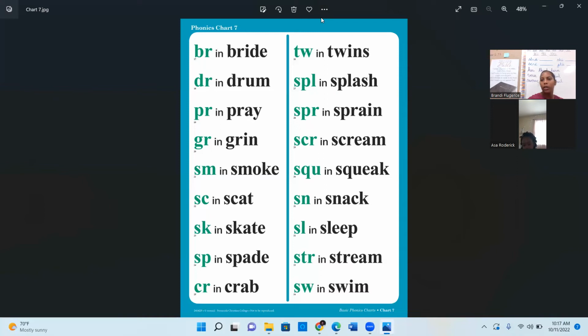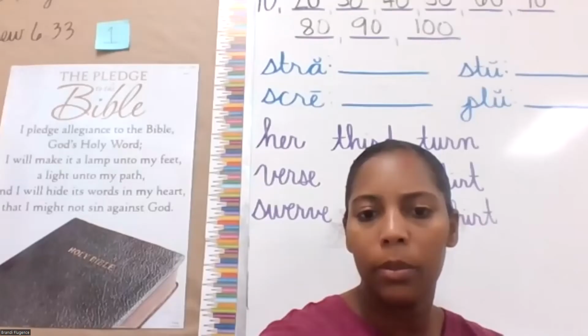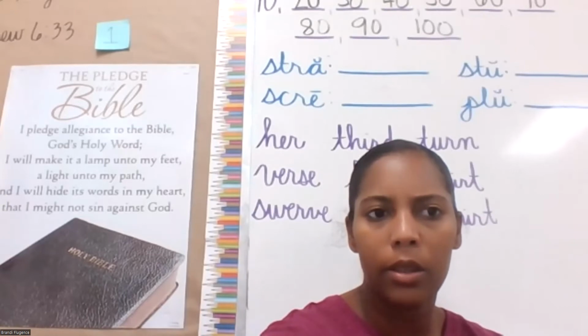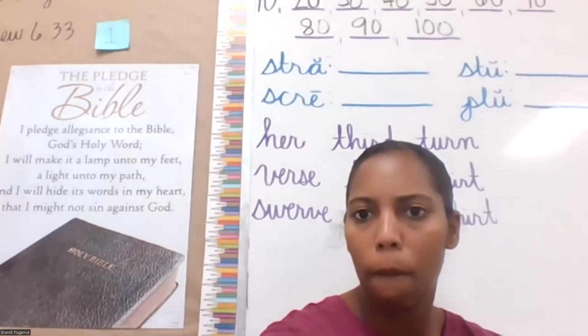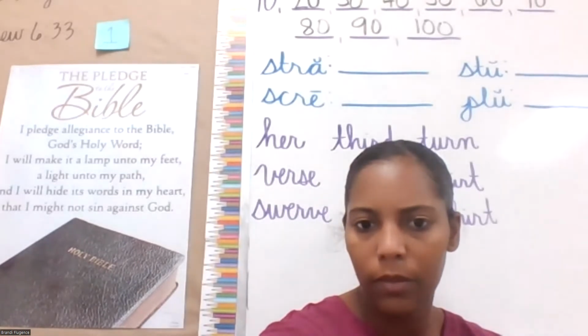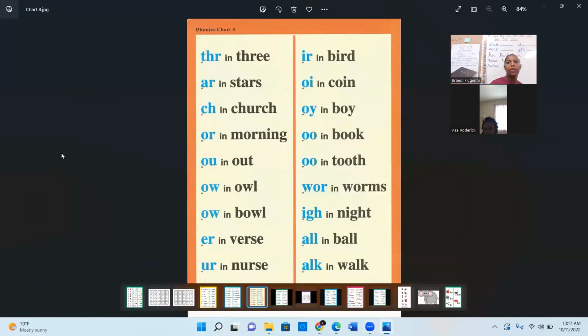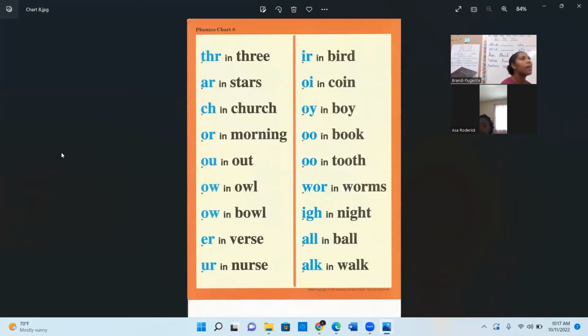All right, and we also have phonics chart 8 as well. Let me pull that one up. THR says third, and 3. AR says R, and stars. CH says ch, and church. OR says or, and morning. OU says ow, and out. OW says ow, and owl. OW says o, and bowl.